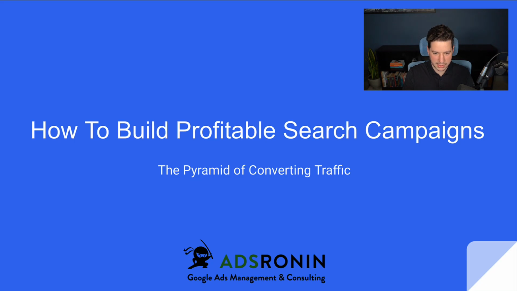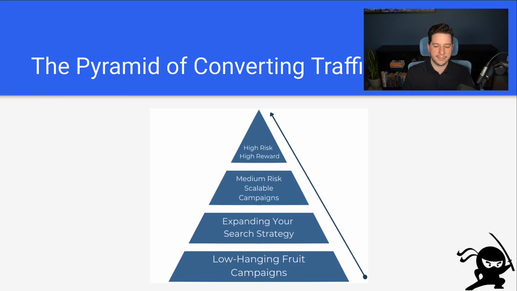The premise is what we call the pyramid of converting traffic. You can see on the little graph, we have low-hanging fruit campaigns, expanding your search strategy, medium risk scalable campaigns, then high risk, high reward campaigns. We're going to break down what each of those means. But the premise is you want to build a very strong foundation and go upwards, and not do it upside down. Because if you do it upside down, maybe you'll get lucky and scale out a campaign here and that'll make money, but a lot of the time it's going to crash and burn the account. You're going to lose money. If you're running these ads for a client, you're probably going to lose a client. We really recommend always building out for the lowest hanging fruit first and then scaling outside of that.